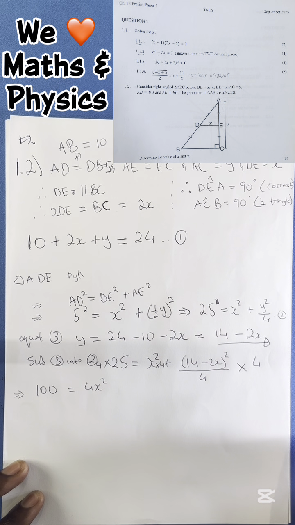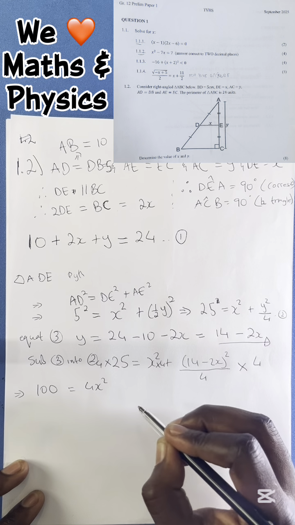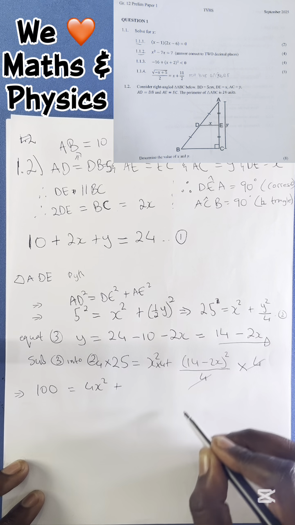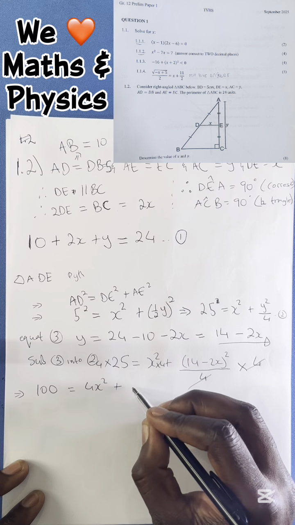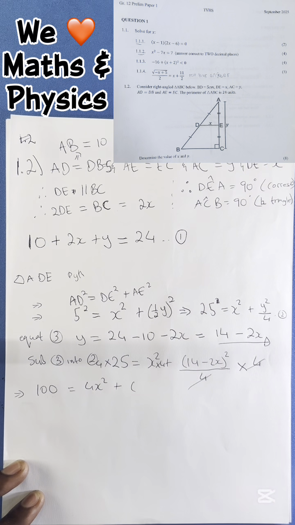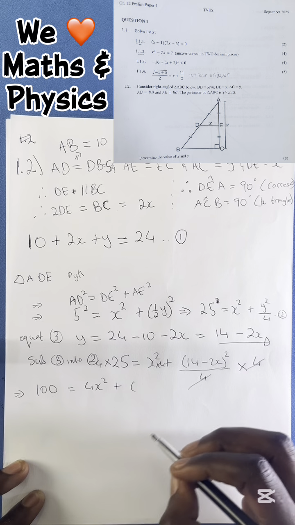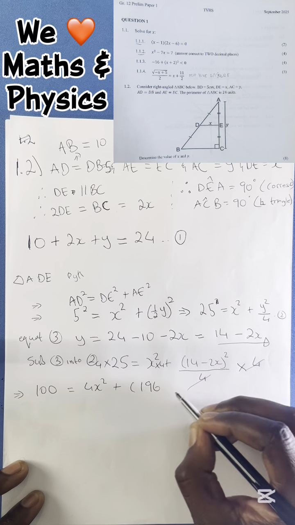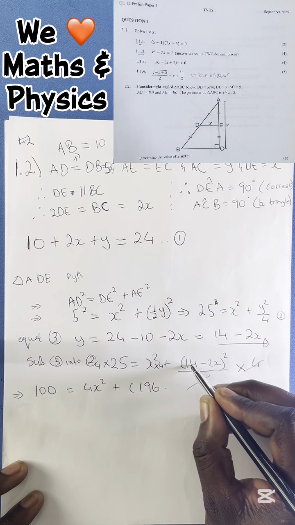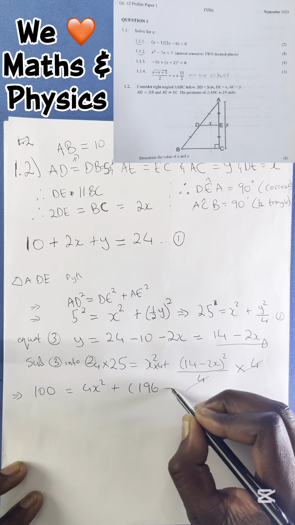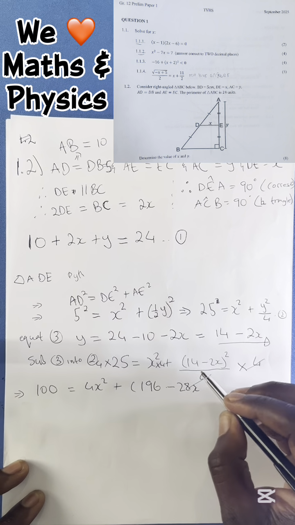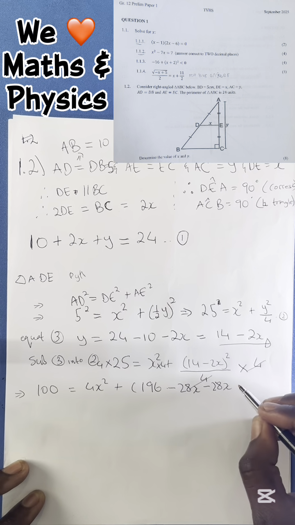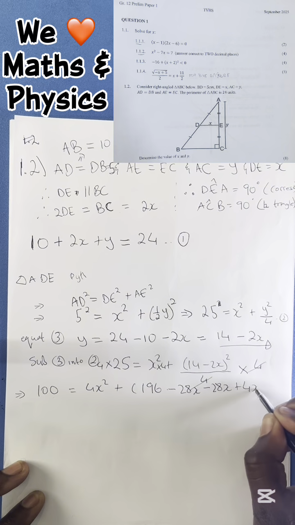and then we have plus, and then we expand what's inside here. So you'll have 14 minus 2x, and when we expand that, 14 times 14 gives us 196, and then 14 times negative 2x gives us minus 28x. Then another minus 28x. When you expand this, remember to FOIL it out, plus 4x squared.